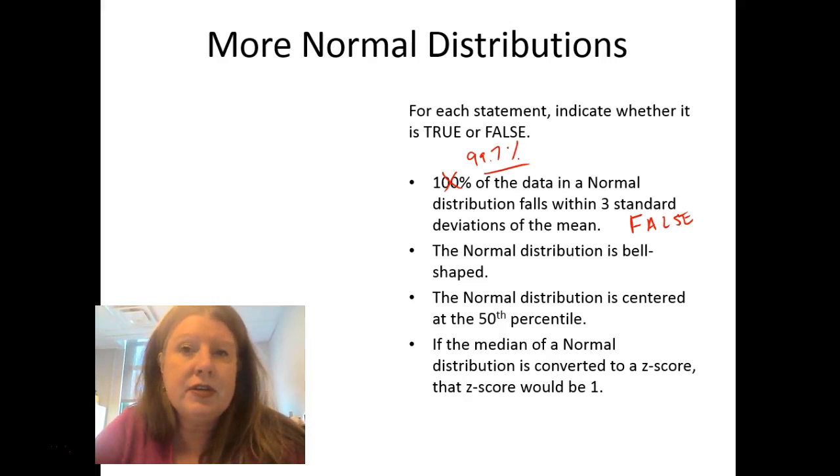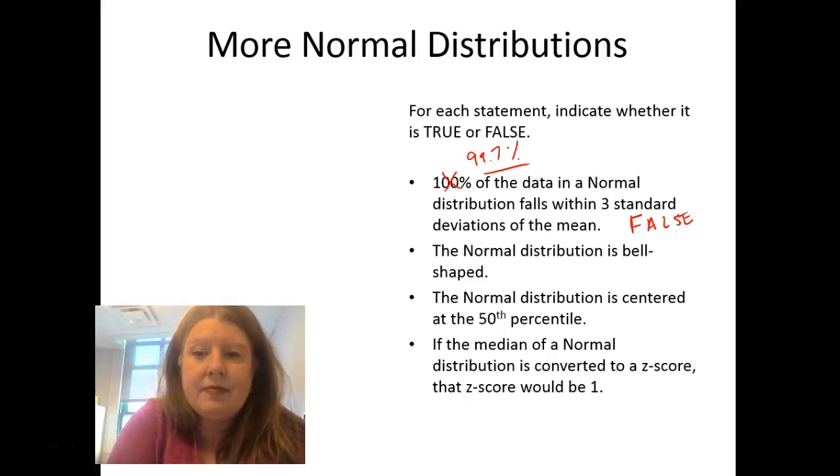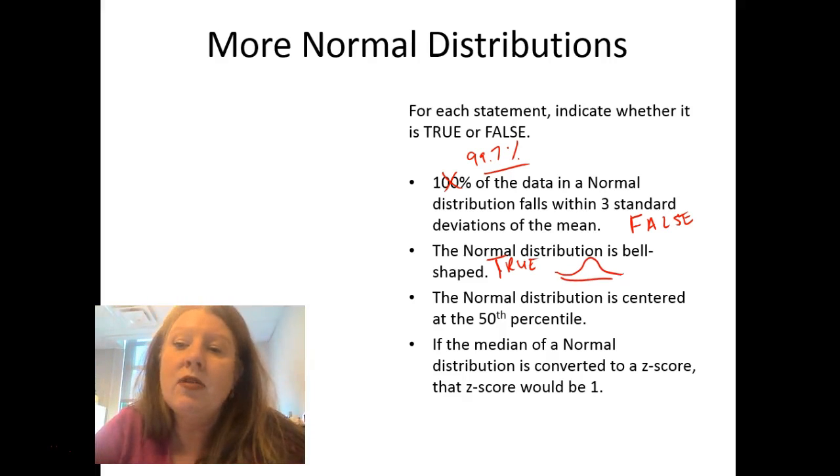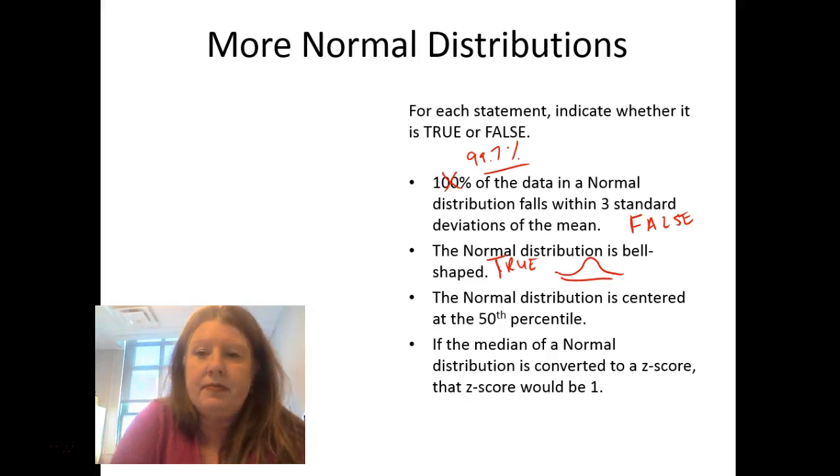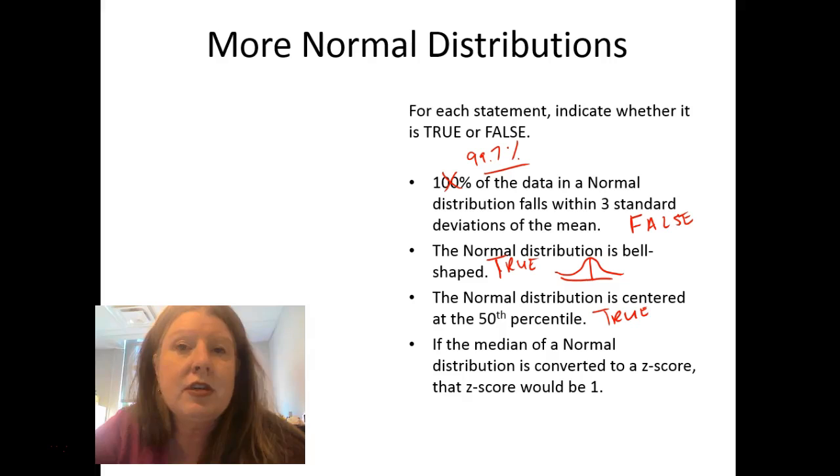The normal distribution is bell-shaped. Yes, that's a true statement. So when we look at it, it has that little shape like a bell. The normal distribution is centered at the 50th percentile. That's true. So when we cut off the middle of that distribution, we have 50% on each side.